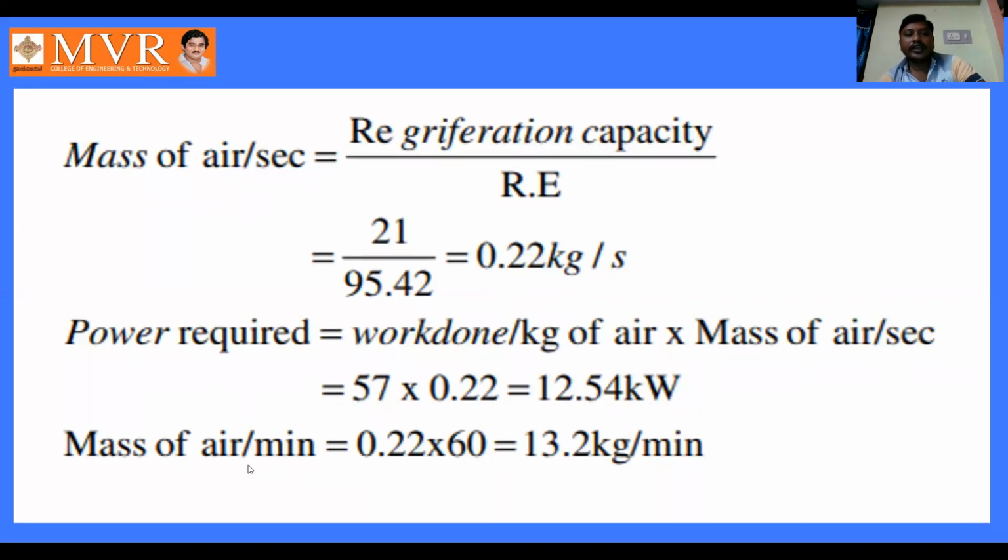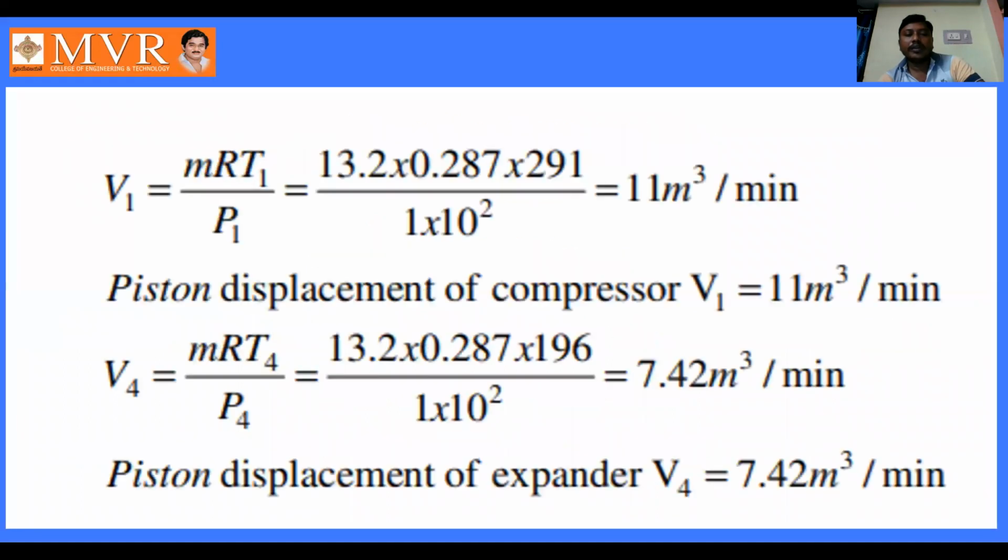Now mass of air per minute. Here we have calculated the mass of air per second. Now we are converting this mass of air per second into minutes, multiplying with 60, since 1 minute is equal to 60 seconds. Hence, we are converting from seconds to minutes. 0.22 into 60 is equal to 13.2 kg per minute.